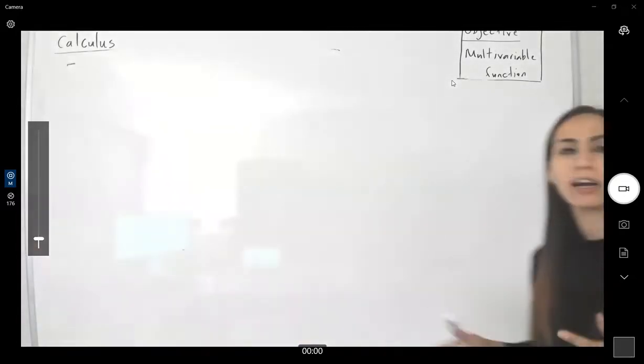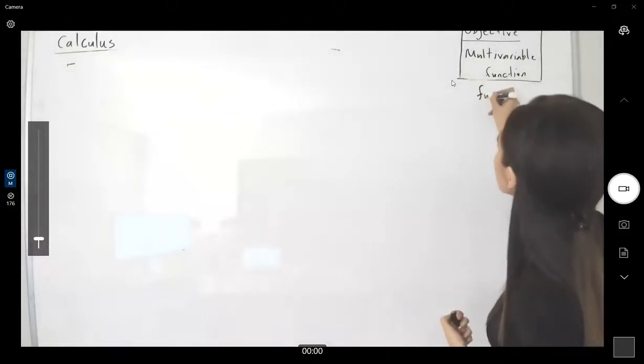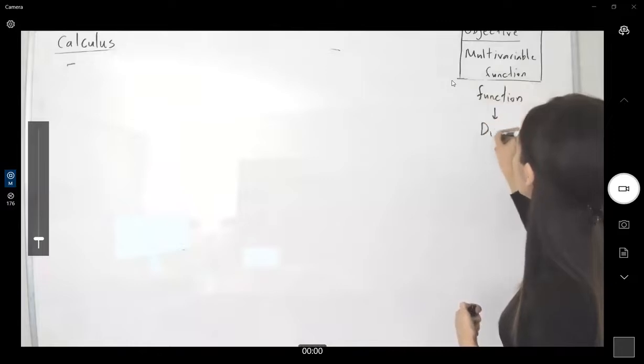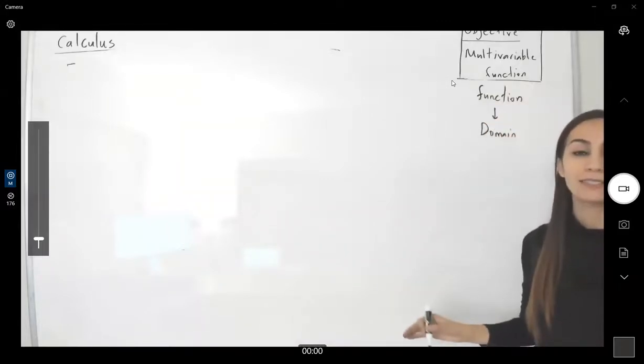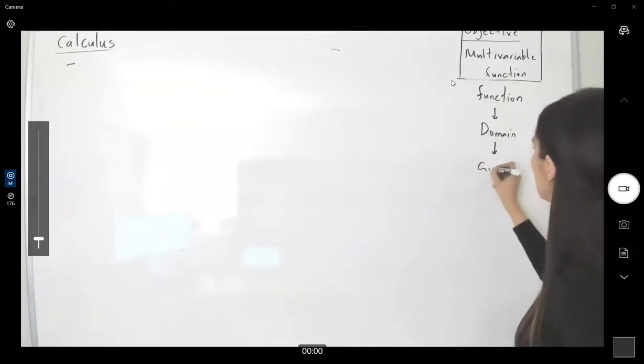When we're talking about functions in general, what is interesting about functions is the domain of the function, the range of the function, and also the graph of the function.